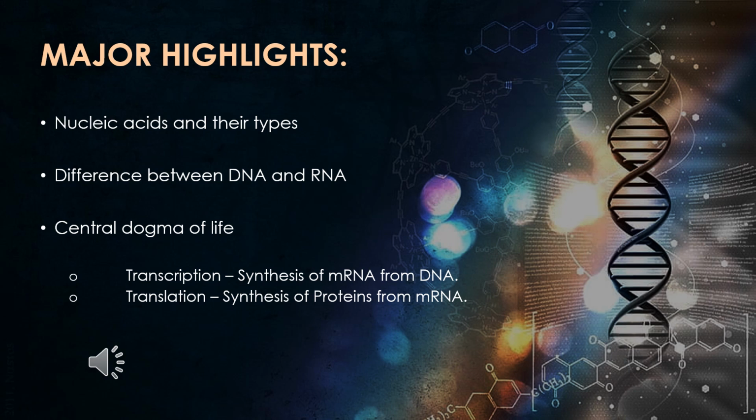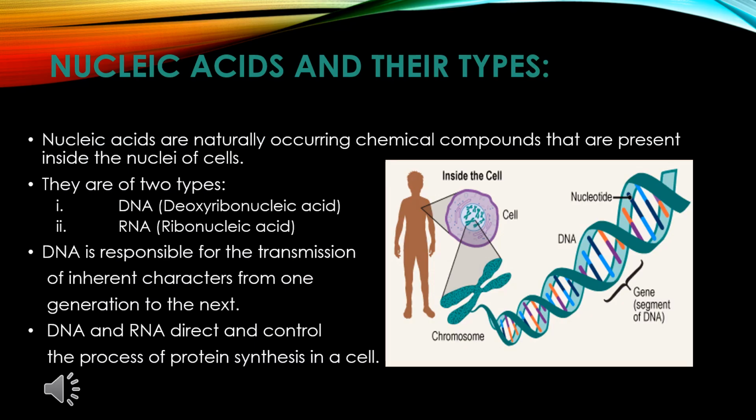Then we'll try to understand the difference between DNA and RNA. And once we have built the basic concept and understanding, we look into the details of an important process of biology that is also called the central dogma of life. It basically includes two steps, transcription and translation. All of these concepts will be elaborated in the further slides. Let's begin with an introduction of nucleic acids.